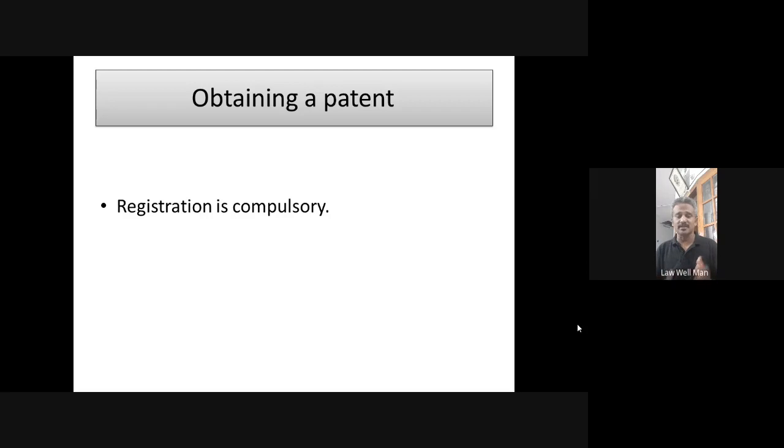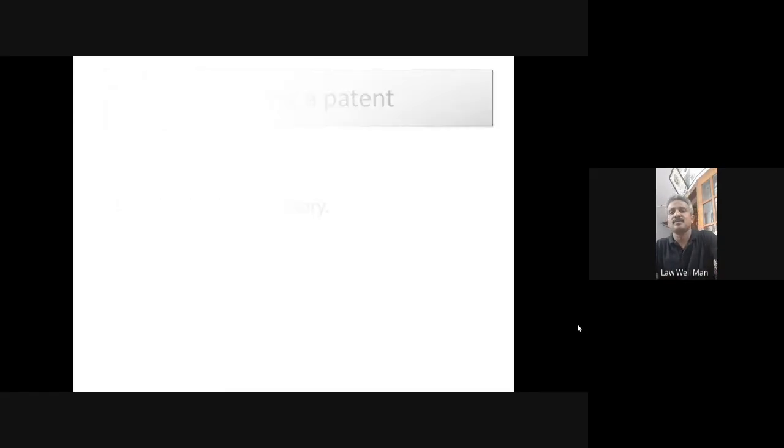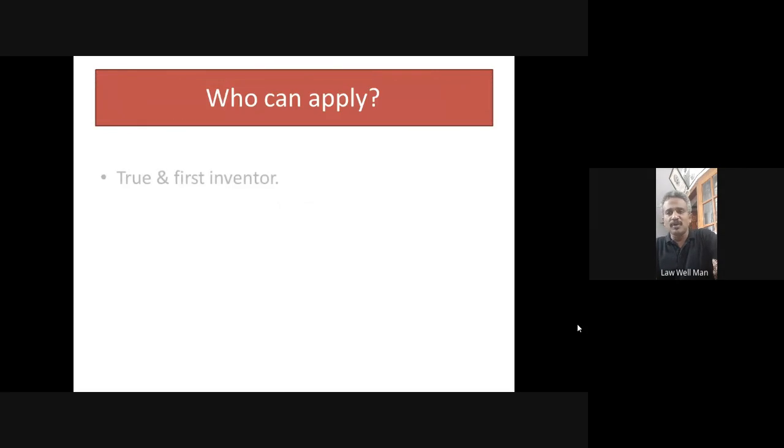To my understanding, a substantial number of patents are just patents on paper. They may not be much useful in the market. But whatever it be, registration is a precondition for having a patent right. So moving on, who can apply?